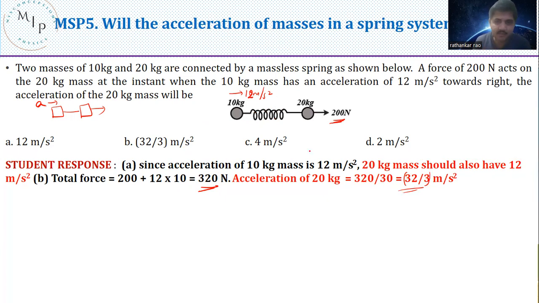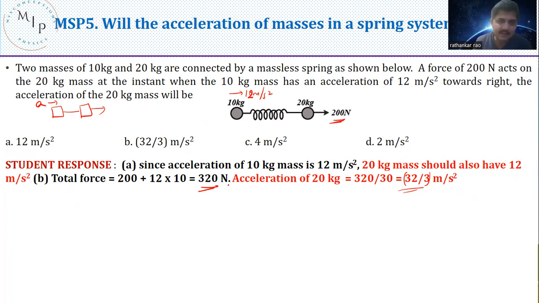Now remember, both the answers are incorrect. The misconception here is that you have not understood properly about springs. So what does the spring say? Spring says that when you apply a force, there is a deformation observed in the spring. As a result of it, we need to solve it.